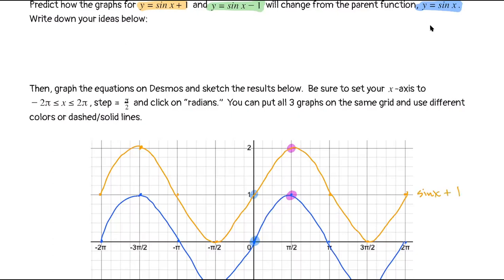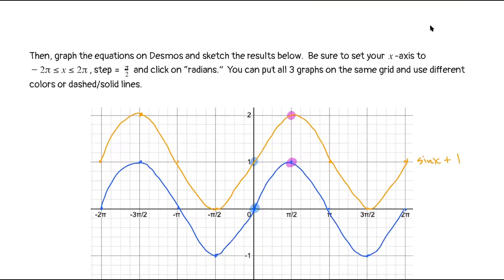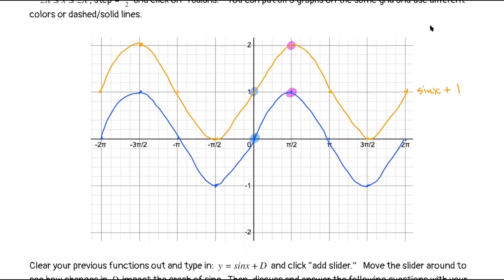And then if we were to do the sine x minus 1, we would take the blue and purple dots from the original one and we'd move them down 1. We'd move them down 1. And then we'd kind of sketch around that. Move every other point down 1. And, whoops. Okay, something like that, right? Sine x minus 1, okay?